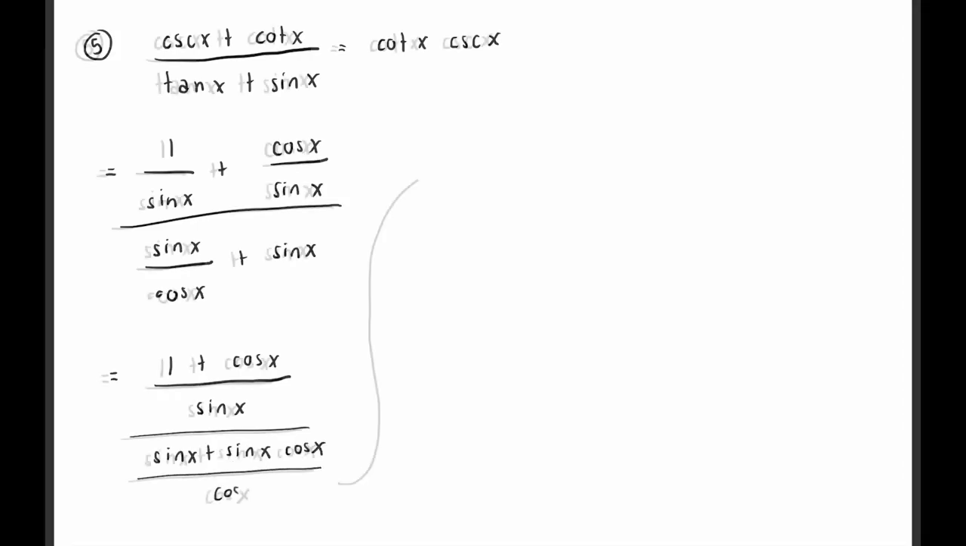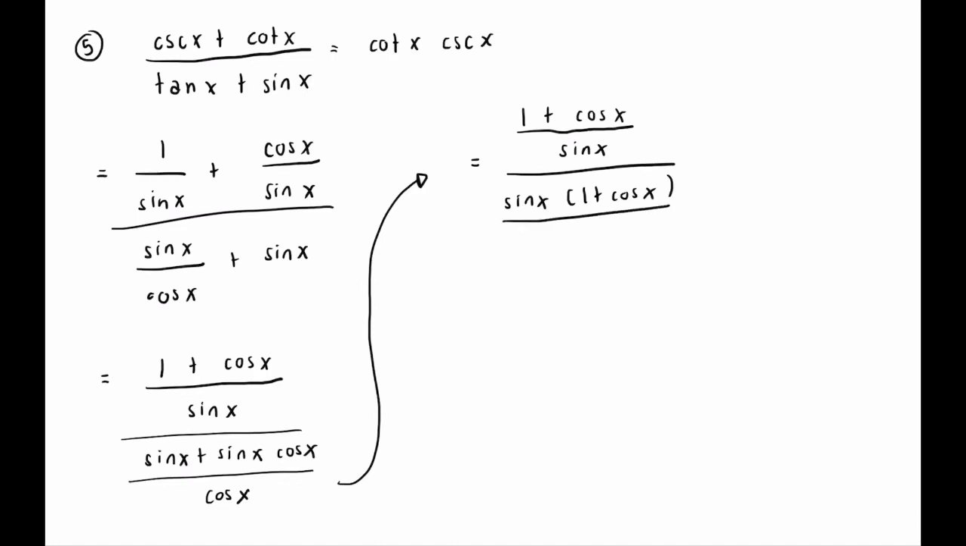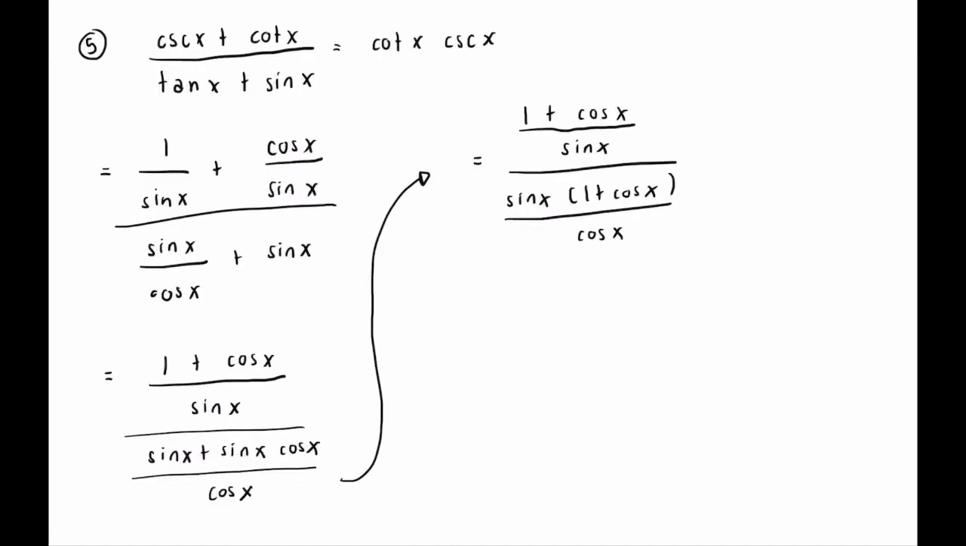Then we will factor out sin x from the numerator of our denominator, which gives us (1 plus cosine x) over sin x, over sin x times (1 plus cosine x) over cosine x. And now we can proceed to division. So first, we will get the reciprocal of the denominator and multiply it to the numerator: (1 plus cosine x) over sine x times cosine x over sine x times (1 plus cosine x).